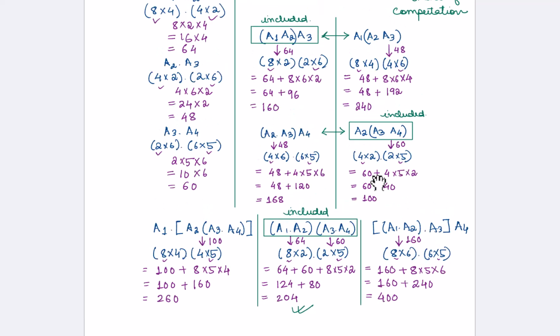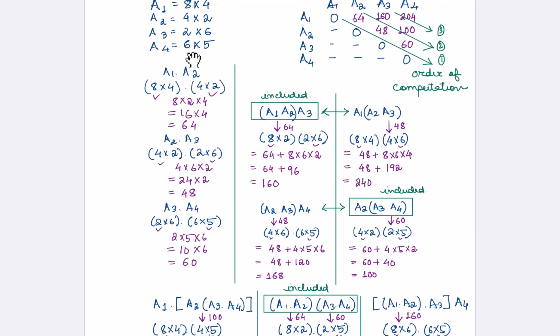And finally, for the third approach, we have A1 to A3 and then with A4. So A1 into A3, there are two different ways possible, but we already found the minimal while using this approach. So we have 160 here. So we will go for A1 into A2 first, then the result will be multiplied with A3. So this approach gives you 160 calculations.